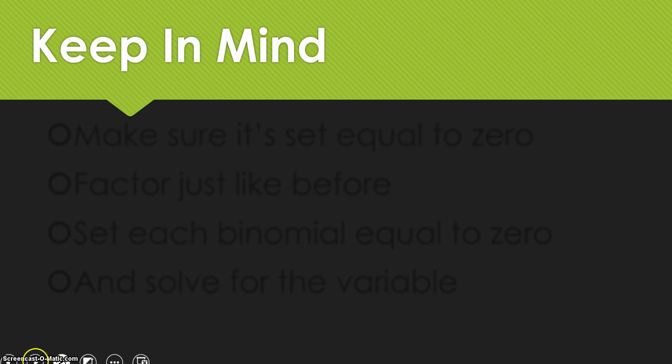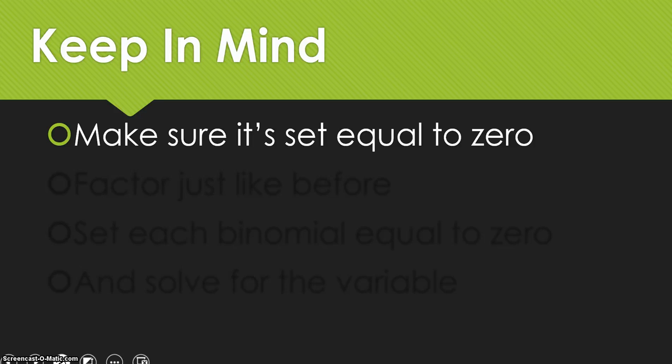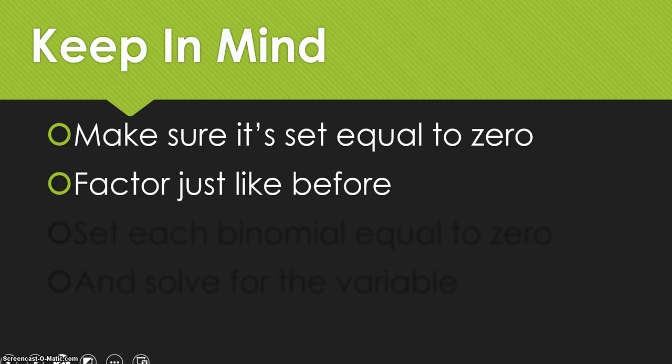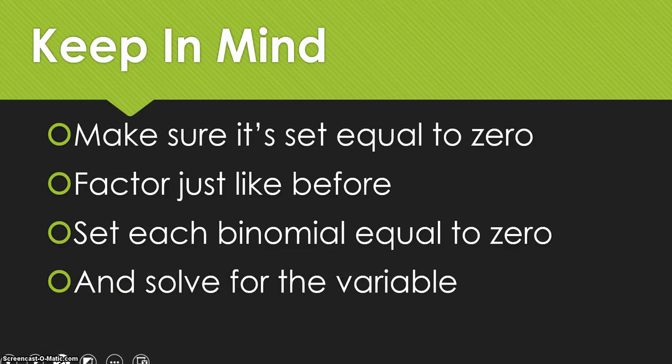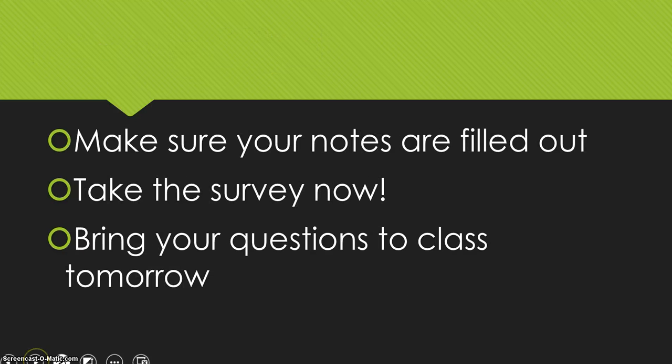So, some things to keep in mind. Make sure the quadratic is set equal to 0. Factor, just like before, you need to set each binomial equal to 0 and then solve for the variable.